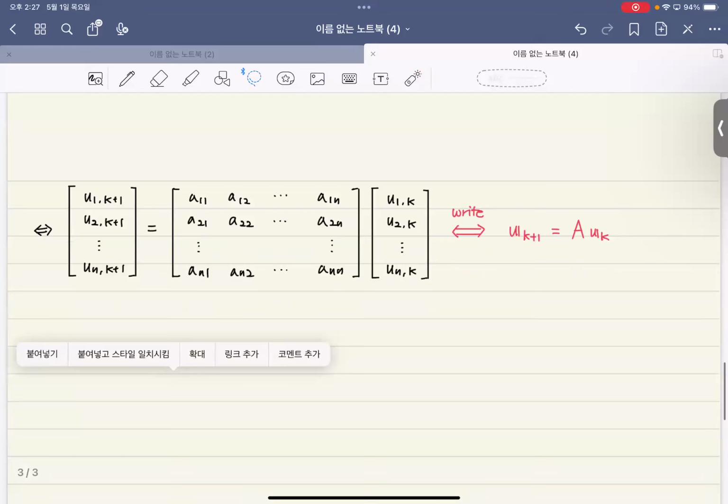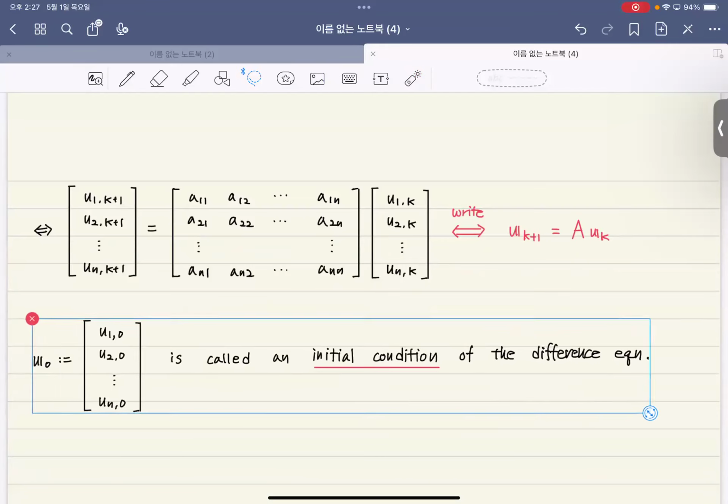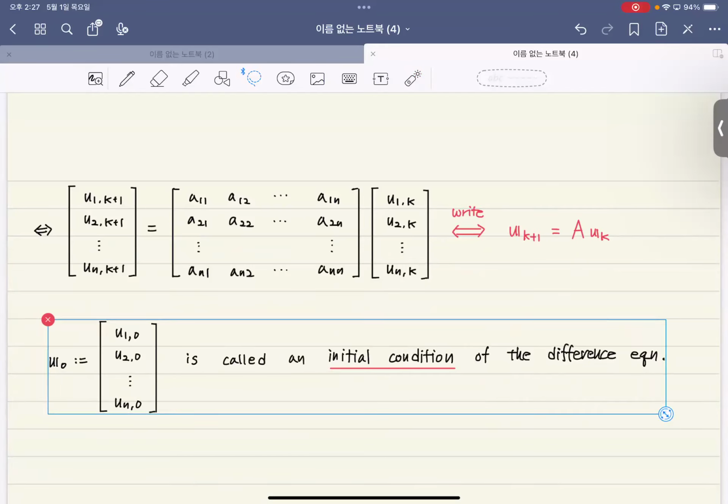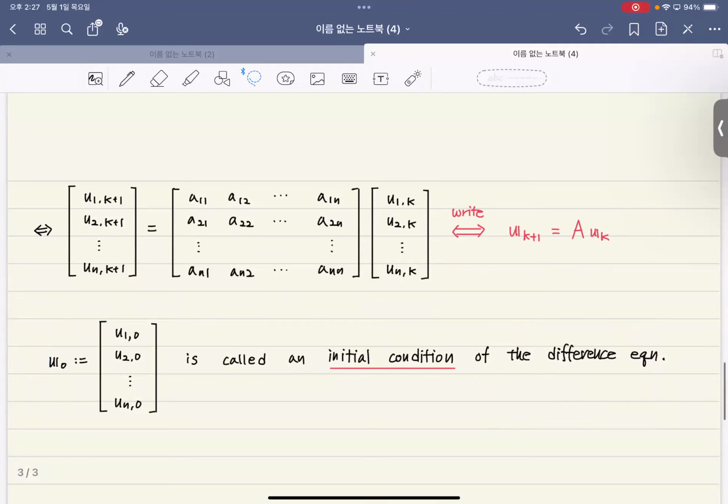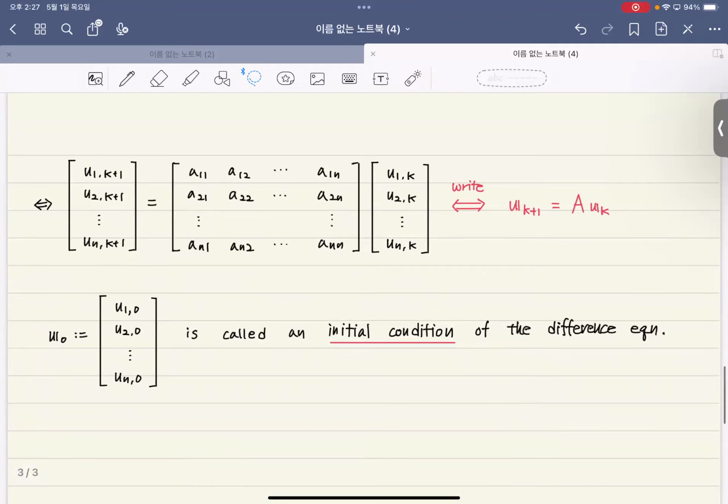Having just a difference equation is not sufficient to solve it. In order to completely determine your solution, you will need an initial condition, the first term of each of these sequences, which I will say is u10, u20, up to un0, which I will call u sub 0. This will be called the initial condition of the difference equation.